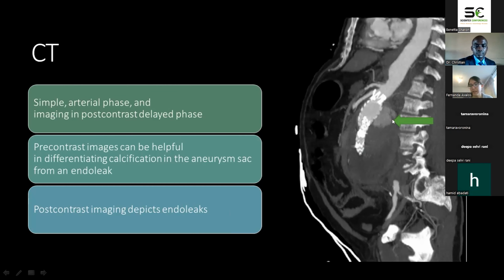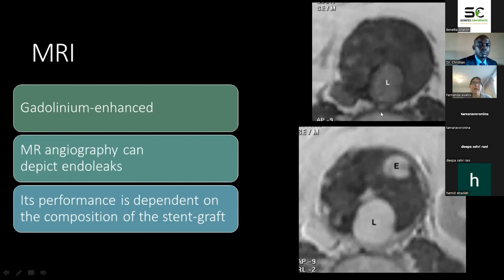Here the aneurysm sac is really, really big, and we can see this hyperdense artifact, which is the blood going outside the graft. The MRI is a good study. It is said that it can help with very, very small endoleaks, but it's more expensive.